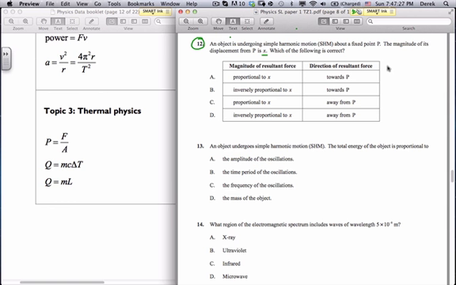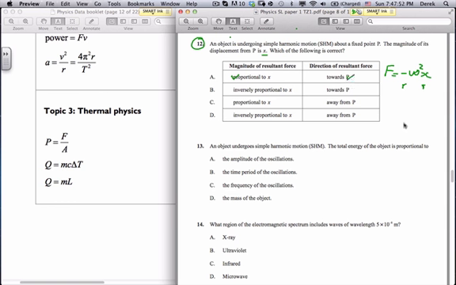Well, we need to remember that our defining equation is this. It's minus omega squared x. So we know that it's proportional to x, and because of this minus, it's always in the opposite direction. And so let's have a look at this. So it's proportional to x is correct, towards P is correct.